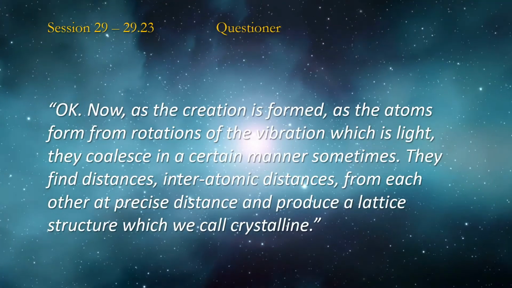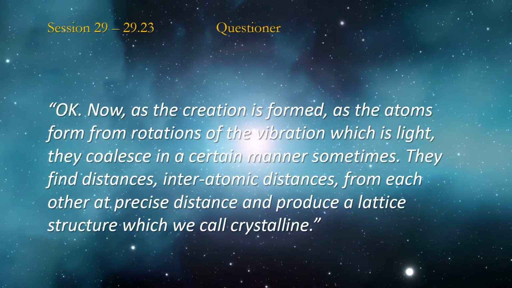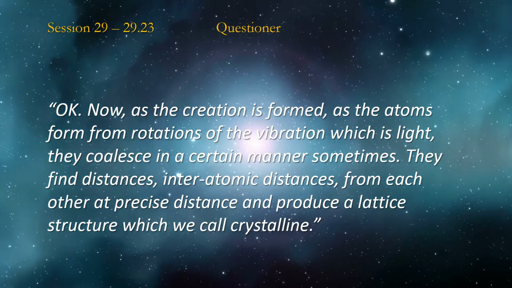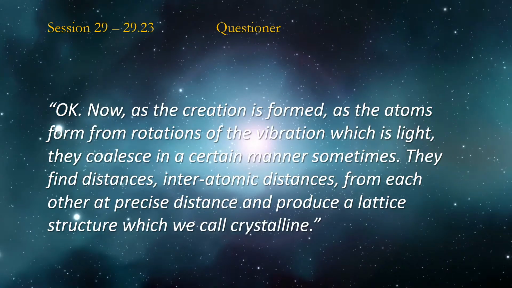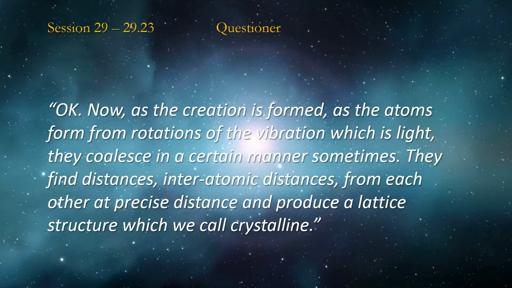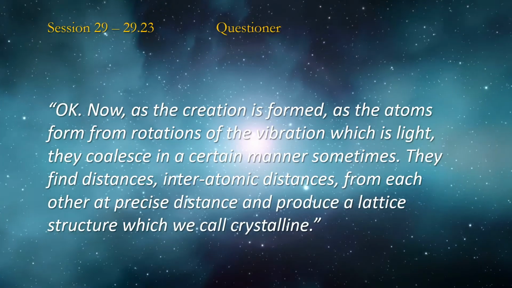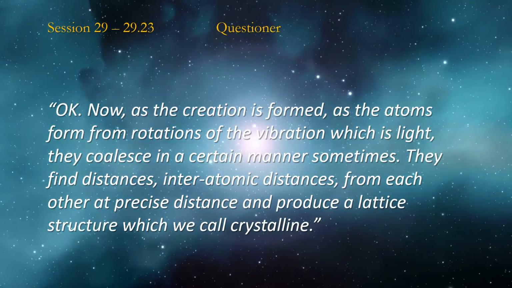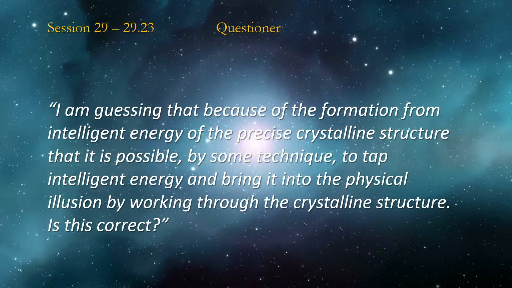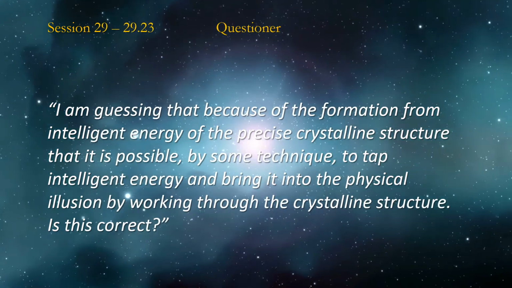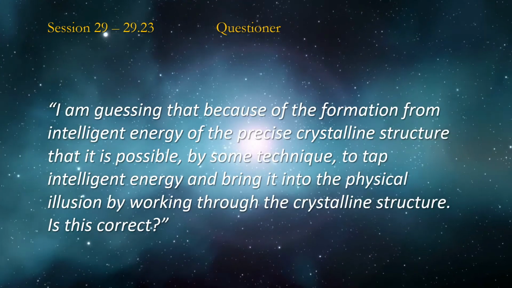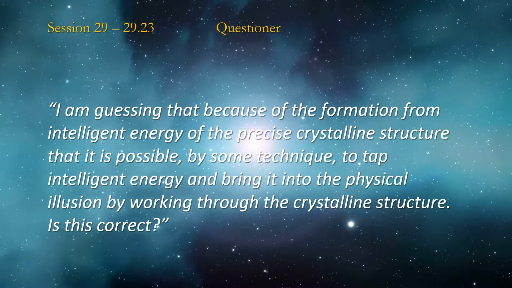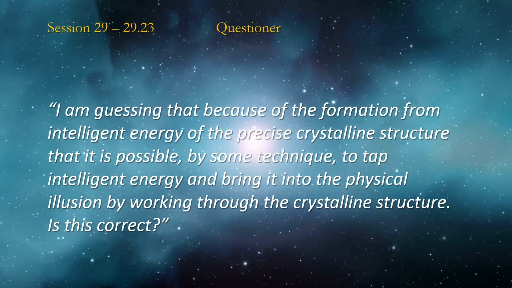It was question 23, where Don says, okay, now, as the creation is formed, as the atoms form from rotations of the vibration, which is light, they coalesce in a certain manner sometimes. They find interatomic distances from each other at precise distance and produce a lattice structure which we call crystalline. I'm guessing that because of the formation from intelligent energy of the precise crystalline structure, it is possible by some technique to tap intelligent energy and bring it into the physical illusion by working through the crystalline structure.